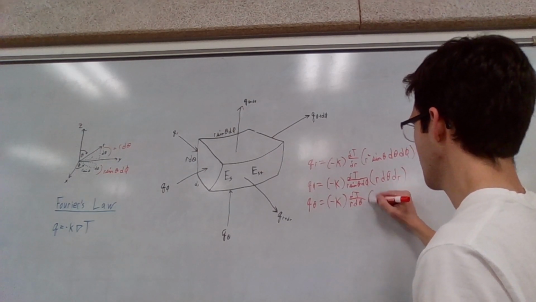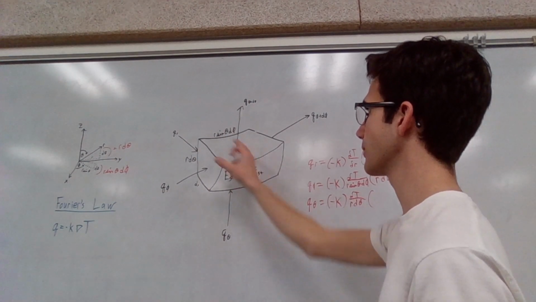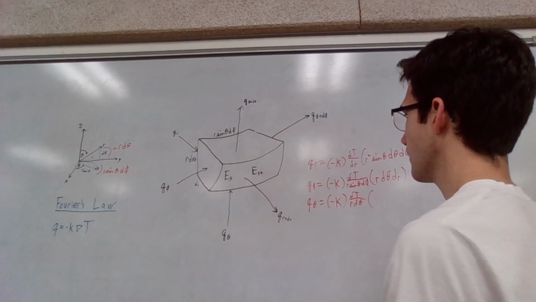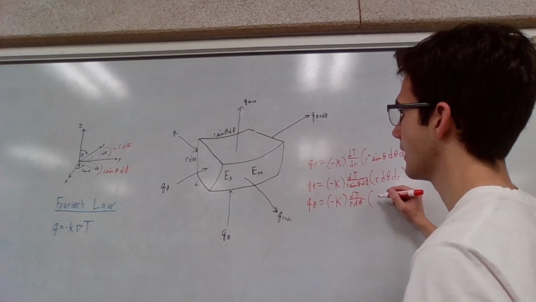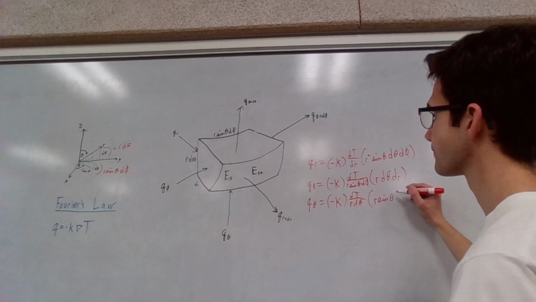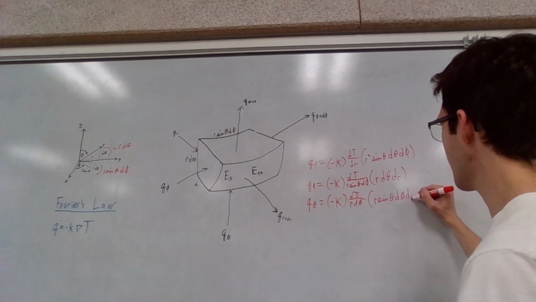All right. And what area is it passing through? Well, it looks to me like it's going through that distance, which is defined by r sine theta d phi, dr. That's the area it's going through. So we'll just say r sine theta d phi dr.